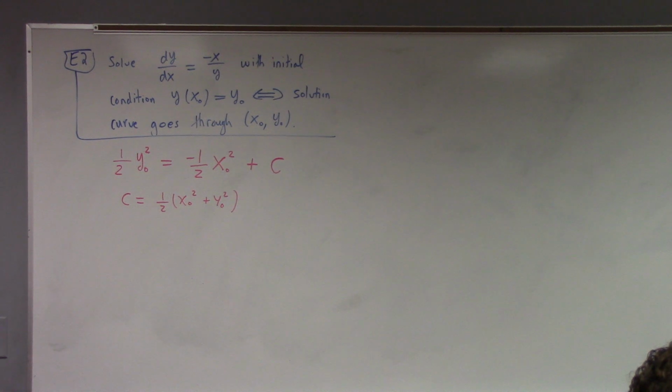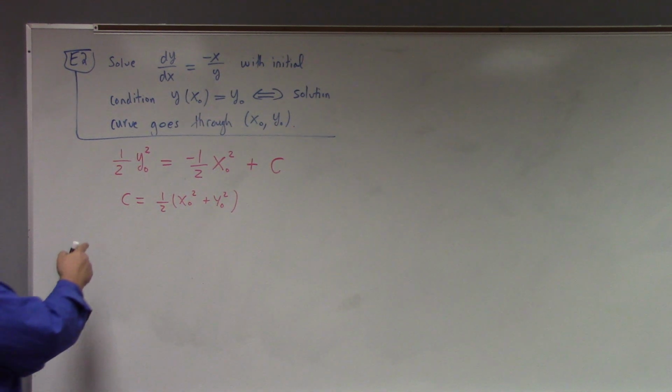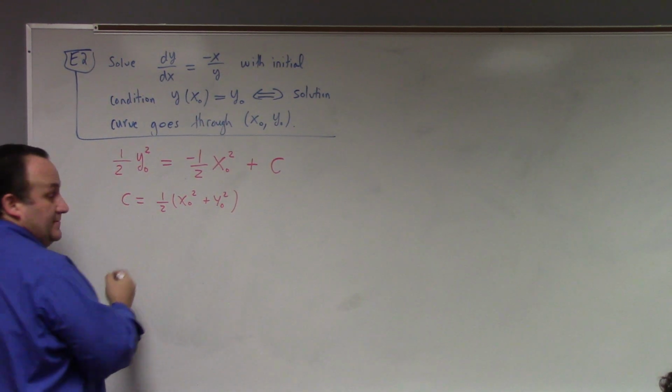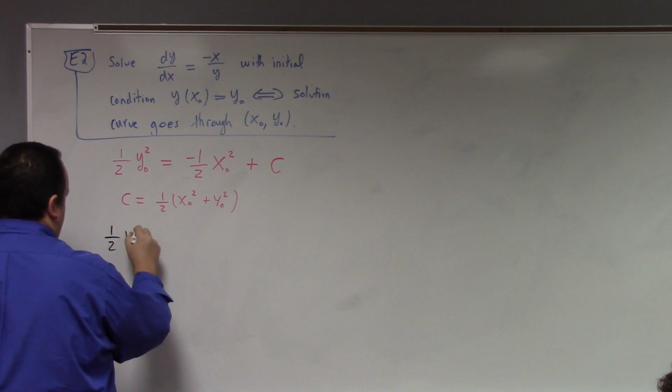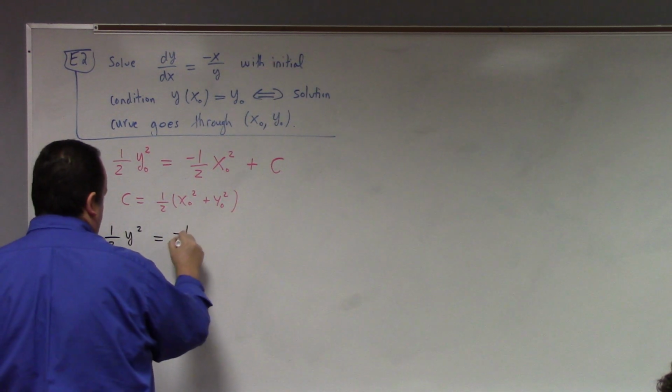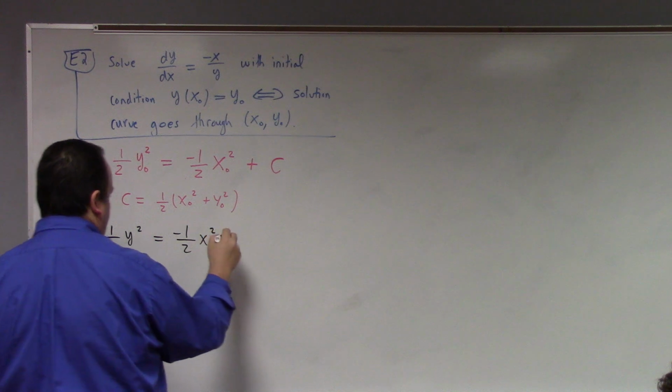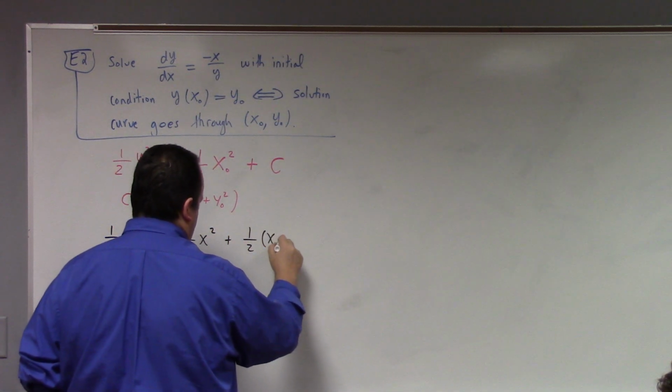What do x naught and y naught stand for? They are a given but arbitrary point. So just a point. Why are x naught and y naught squared in this? I'm using this formula right here we derived. I'm plugging in the point x naught, y naught, and seeing what c is needed to go through that point. So we have 1/2 y squared equals minus 1/2 x squared plus c. Now we just figured out c is what? 1/2 x naught squared plus y naught squared.